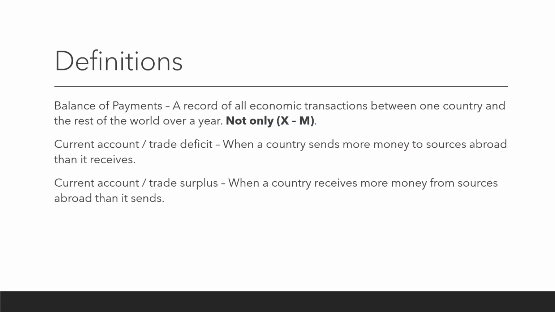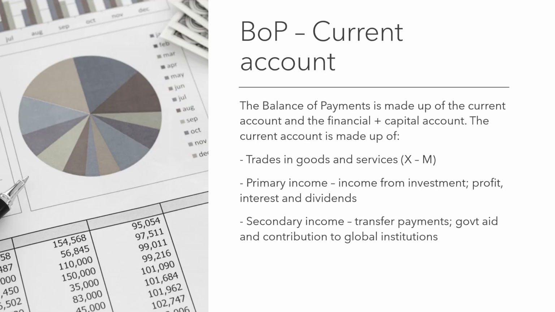So, firstly, balance of payments is a record of all economic transactions between one country and the rest of the world over a year. Some people get confused thinking it's only X minus M, exports minus imports, but it does include other factors as well. Now, a current account or trade deficit is when a country sends more money to sources abroad than it receives, and a current account or trade surplus is when a country receives more money from sources abroad than it sends.